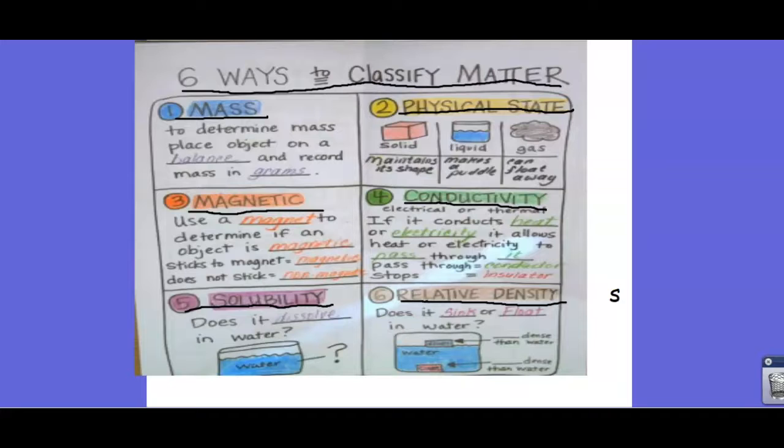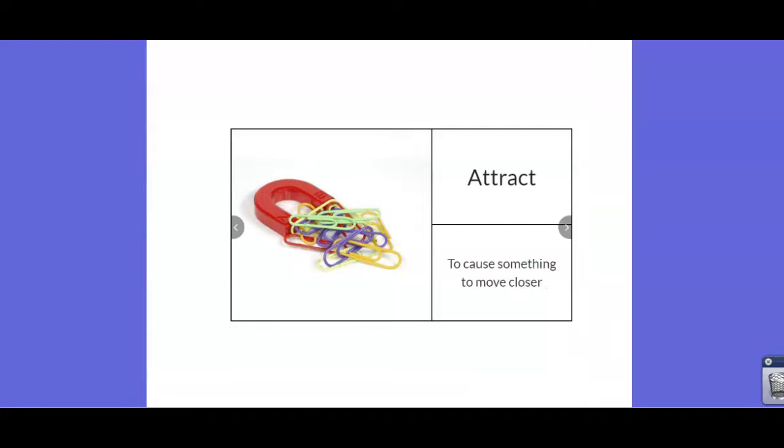To use a magnet, we would use this right here, a magnet, and we see if it attracts or repels. If it attracts, it is magnetic. If it isn't, it's non-magnetic. And this is what I want you to write. I need you to write the word attract inside your science journal, underneath your other things with mass, solid, liquid, gas. You're just going to write attract, and you're going to write "to cause something to move closer," which is the definition for that.